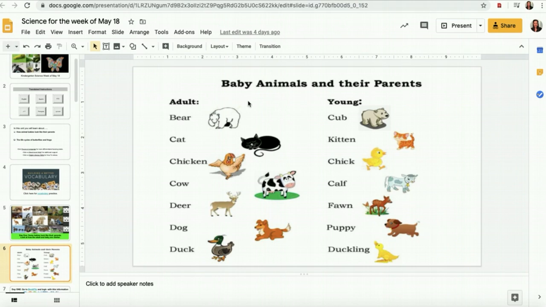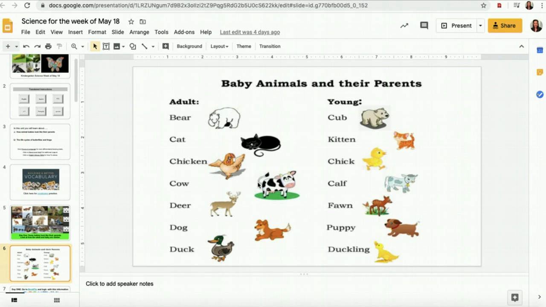Here is another example of the adults and their young or their baby. So this says adult, so this would be like the mommy or the daddy. And this is the young, this is the baby or the child. So an adult bear, we call that a bear, right? And the baby bear we call a cub. An adult cat we call a cat, and a baby we call a kitten. An adult chicken you see pictured here, and we call the baby a chick.